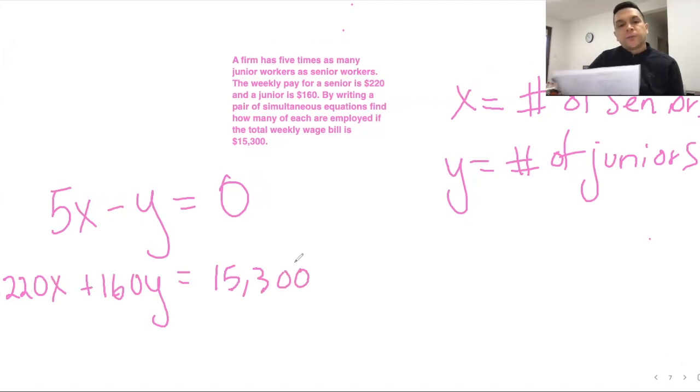So now we can use this system of equations to solve for x and y. I can use isolation, I can use substitution. I can isolate y, and y equals 5x.